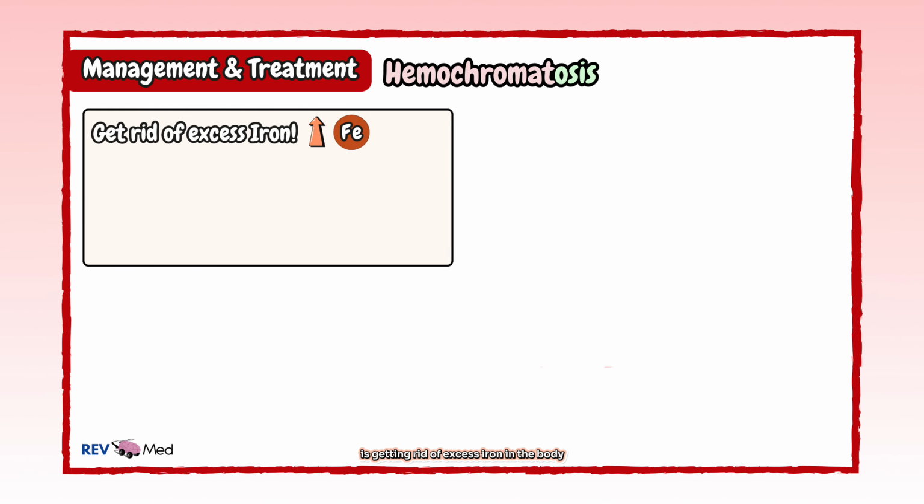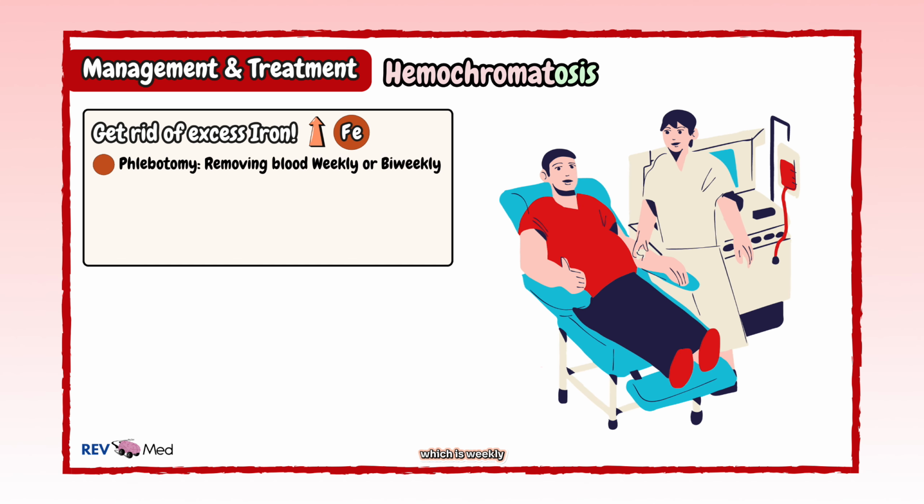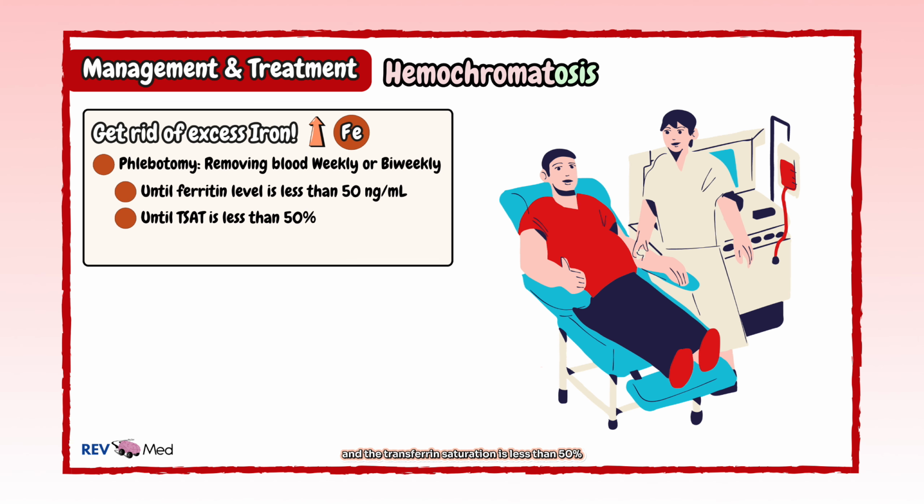Lastly, let's see management and treatment. The key to managing hemochromatosis is getting rid of excess iron in the body. We can do this by phlebotomy, venesection, which is a weekly or bi-weekly protocol of removing blood from the body so extra iron is gone, really up until the ferritin level is less than 50 and the transferrin saturation is less than 50%. It's followed by lifelong maintenance phlebotomies every 2 to 4 months once excess iron stores are removed.